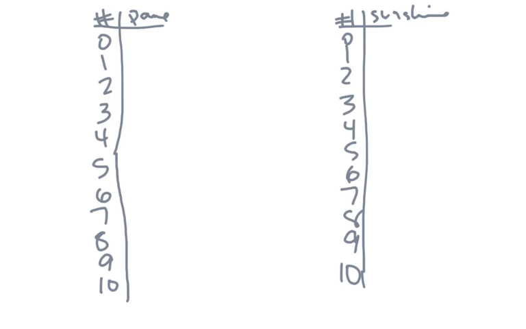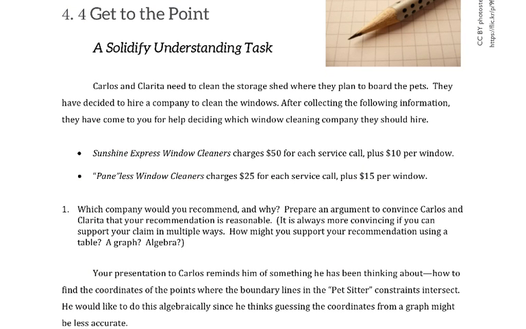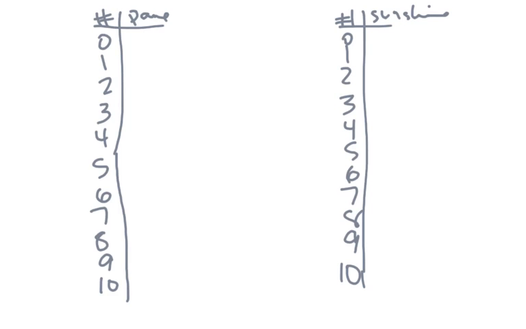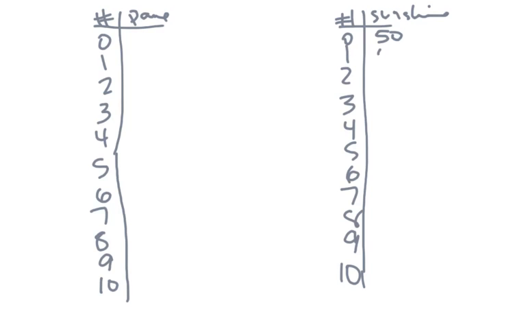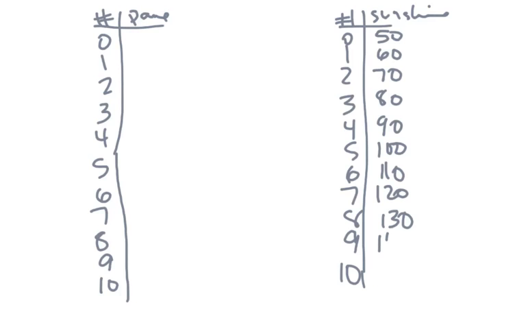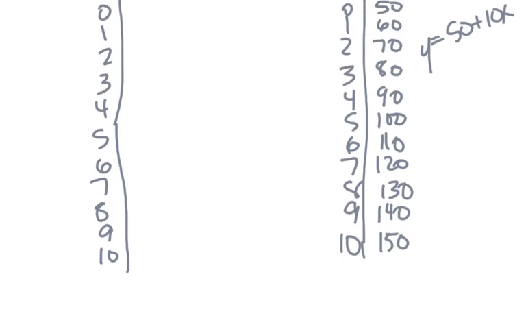So again, Sunshine, 50 for a service call. Okay, so it'd be like if you just called them and needed them to come look at something, but no windows were cleaned, $50. Then 10 per window. Pretty easy, right? One window would then cost total 60, then 70, 80, 90, 100, 110, 120, 130, 140, 150, and so on. We could even make an equation, couldn't we? 50 plus 10x. Okay? We could even graph it if we wanted to.